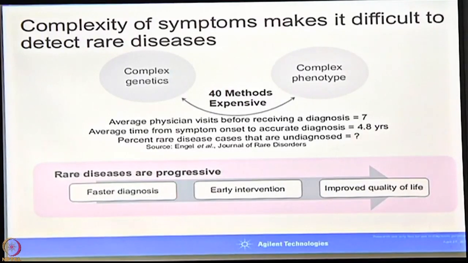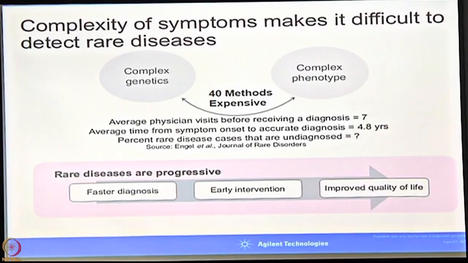least 8 years to diagnose, and they go through 40 different methods for this test. Because the complexity of the disease is not one gene, it's multiple genes that are affected, right? They take at least 7 years and 40 methods for the diagnosis. So that's a challenge. It is pretty expensive, and it takes time.